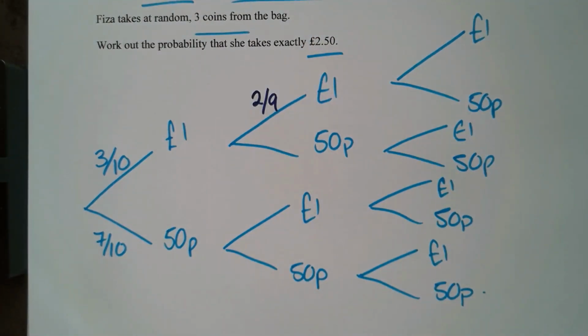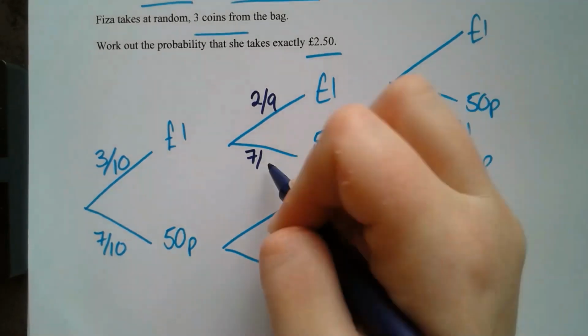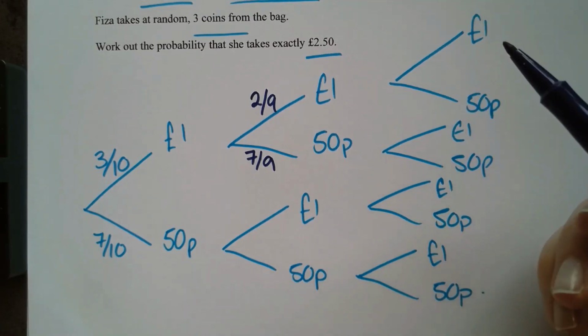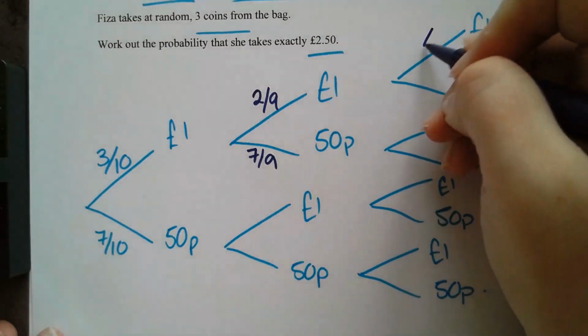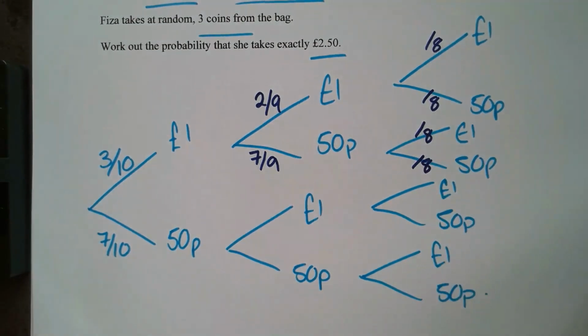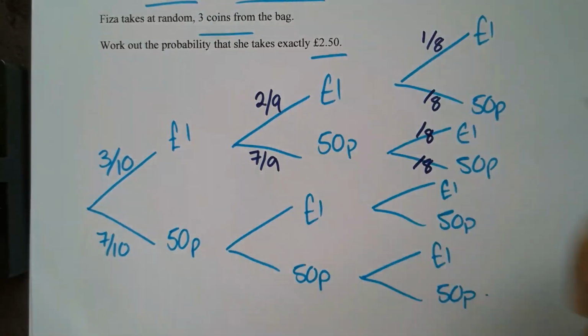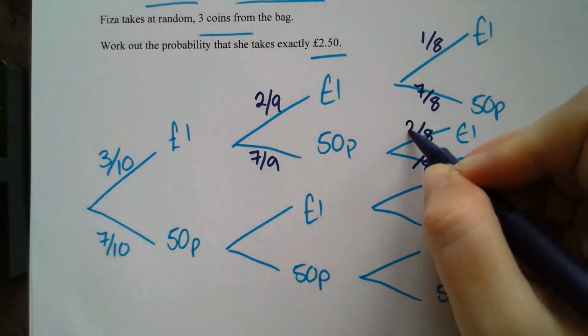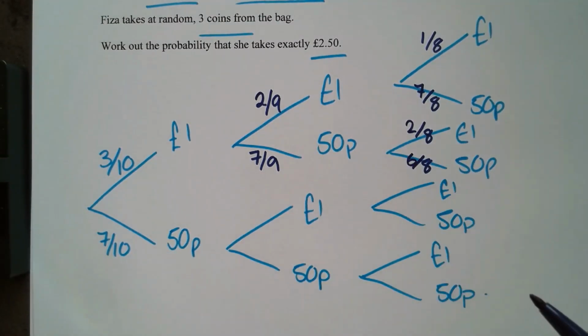That is because we've taken 1 coin away, leaving us with 9, and that 1 coin we took was also a £1, leaving us with 2 of them. We've then still got 7 of these because we've not picked one, and then we've got to think really carefully about what happens in the next few. These should be out of 8 because there's now only 8 coins left. If we've picked £1 twice, there's only 1 left there. However, if we've picked a 50p, there's still 2 of these and 6 here.